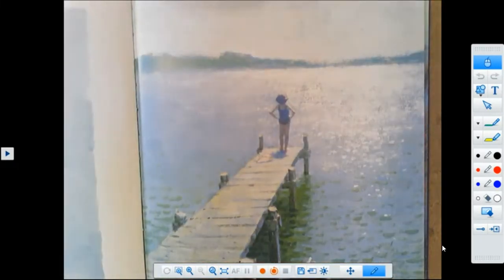Up north at the cabin, I am a great gray dolphin. The lake is my ocean.